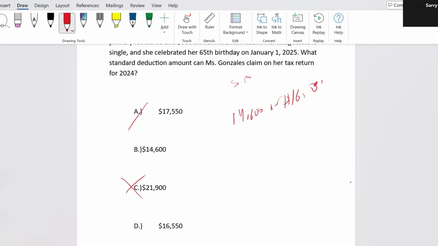The tax year in question is 2024, and her 65th birthday is on January 1, 2025. So the question is, was she 65 years old in 2024? The answer is no, she wasn't, because she turned 65 in 2025. So she falls under the under 65 single rates, which would be 14,600, not the 16,550. And then just go back and check.